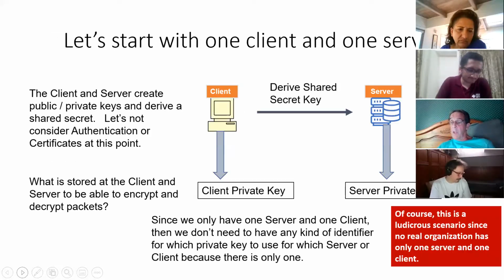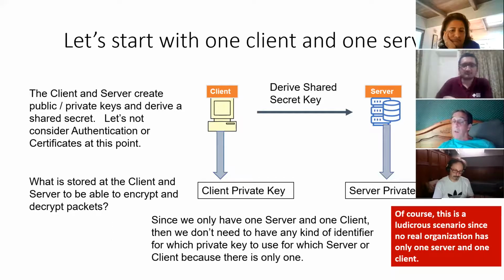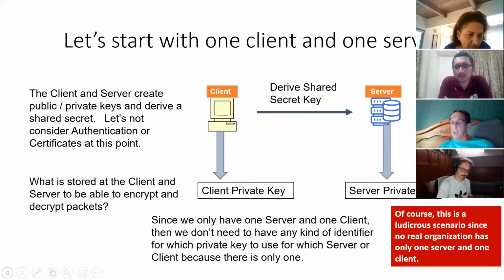So Nalini, if we could go on to the next slide. We're going to start out with a ridiculous example. It's what I do best. Let's say we just have one client and one server. Probably not a big issue at that point, because it's one key. But then again, nobody has a network like this. So Nalini, let's go on to the next slide.